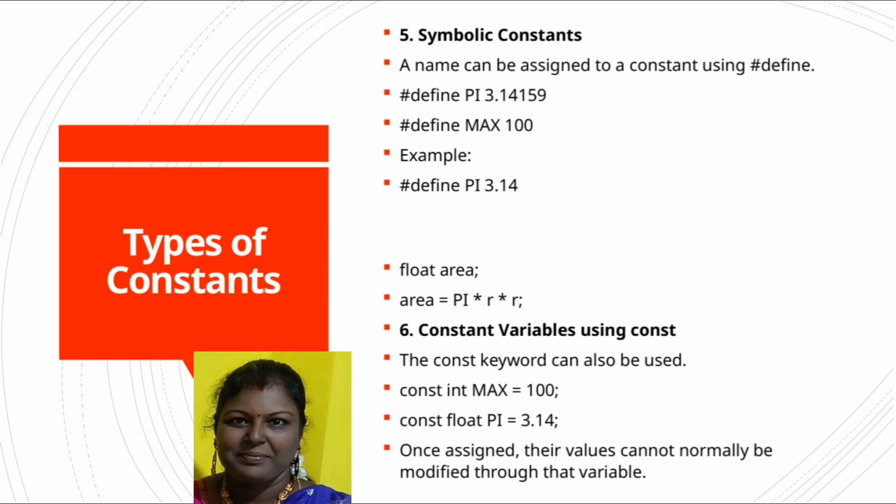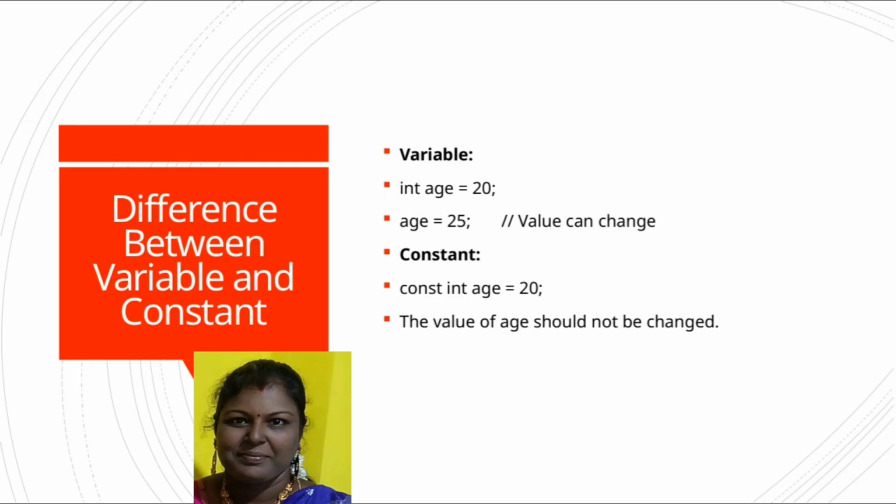Let's look at the difference between a variable and a constant. A variable like age here starts with a value, say 20, but we can change it later, maybe to 25. It's flexible. A constant, on the other hand, is set once and for all. Once we assign age as 20, it can't be changed. This distinction helps us control which values stay fixed and which can adapt as our program runs.